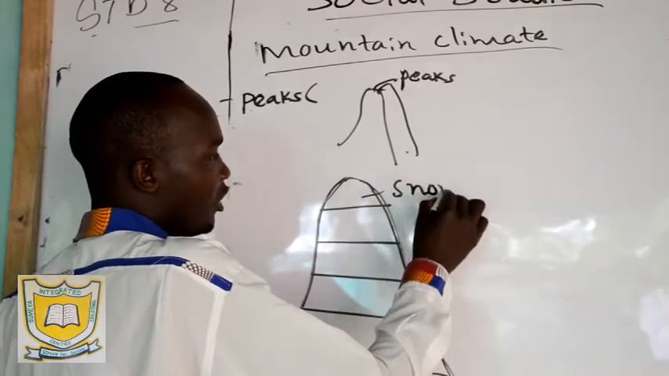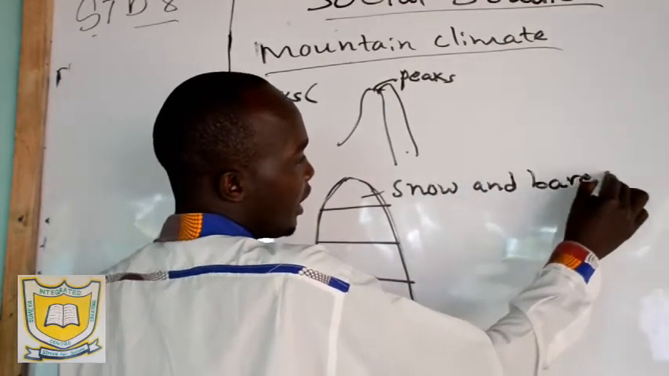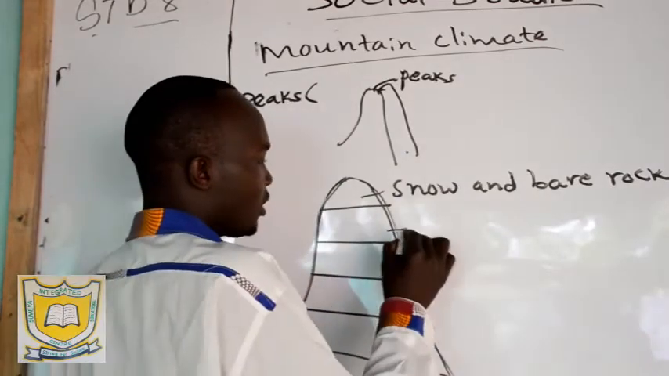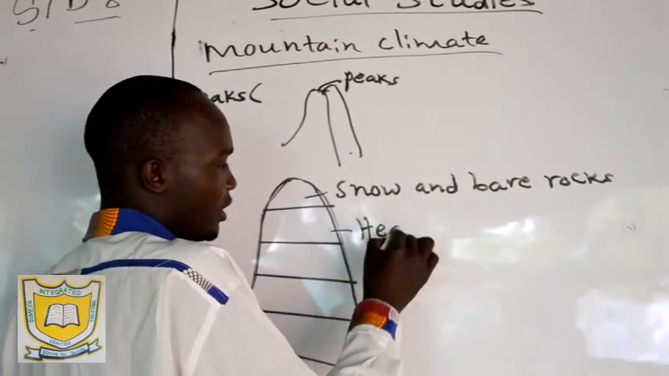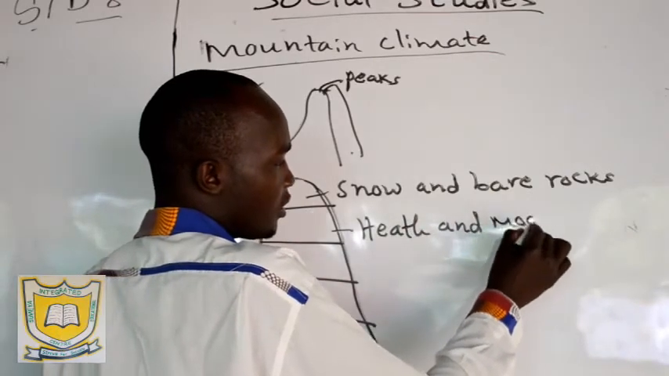Here we have snow and bare rocks. Here we have what? Heath and moorlands.